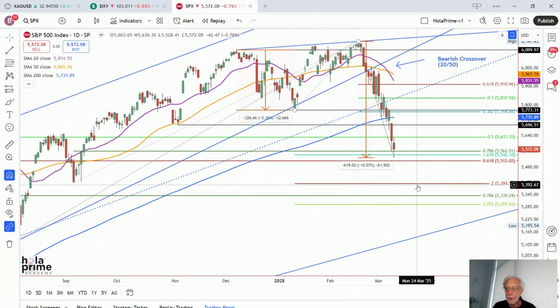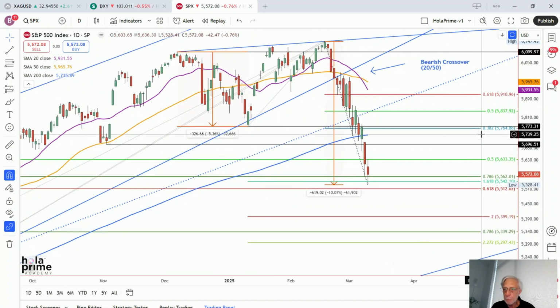Obviously, we have the 200 moving average here, potentially significant resistance at 5,735. That is a key level, and the 38% retracement Fibonacci is up here a little bit above that level, at 5,765.